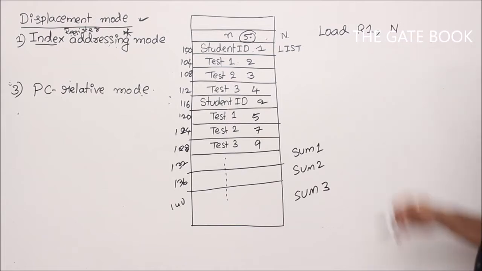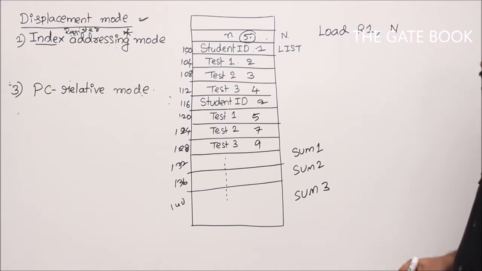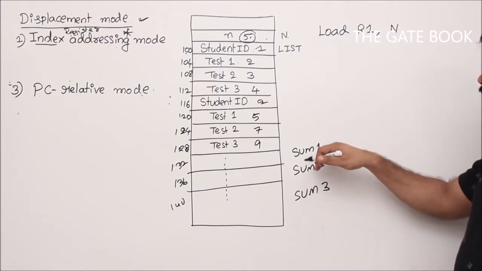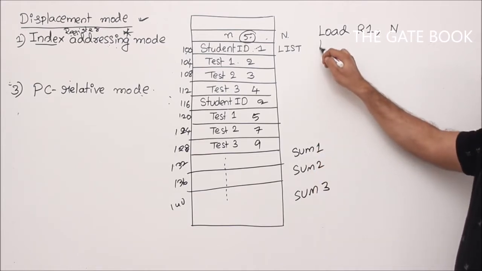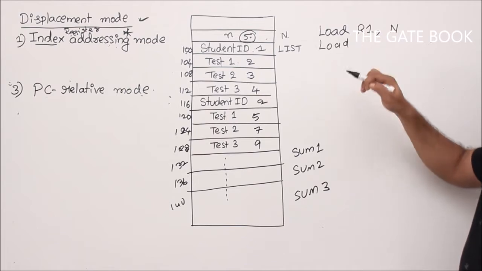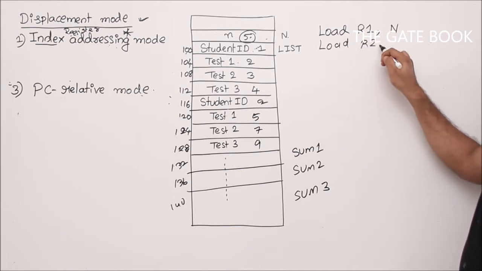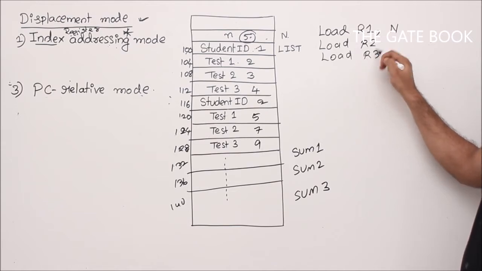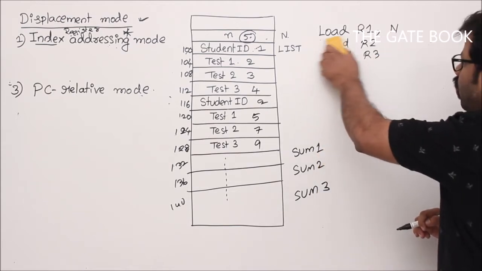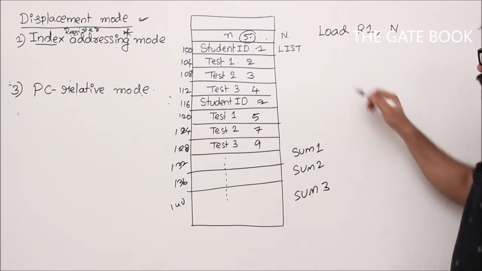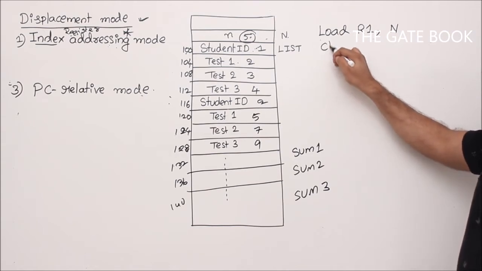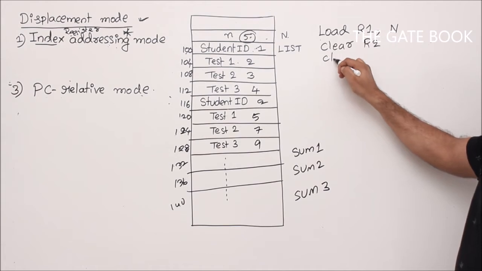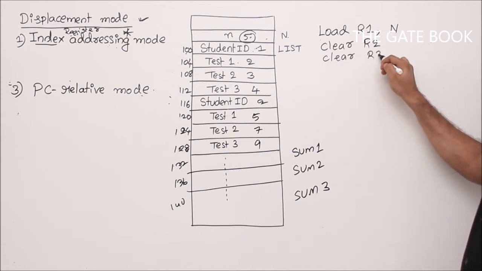So we know that absolute mode. Next step is what? Then we have to take every student and compute sum 1, sum 2, sum 3. We need 3 extra registers, correct? So let us take 3 extra registers: one is R2, another is R3, and so on. Sorry, not loading. We have to take 3 temporary registers and clear them, that means make them zeros first. Clear R2, clear R3, clear R4.